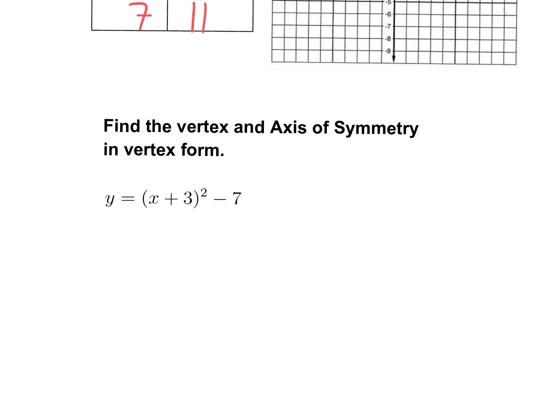For these last couple, I just want to find the vertex and the axis of symmetry. So remember that the axis of symmetry is always x equals, and then it's going to be the opposite, so it would be -3. And then my vertex would be the point (-3, -7).